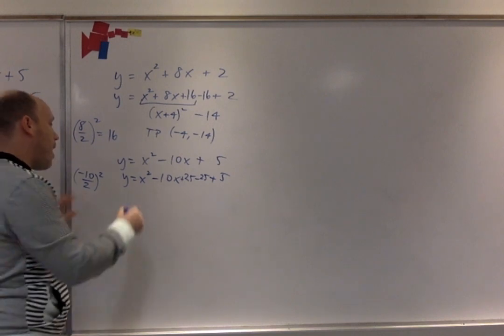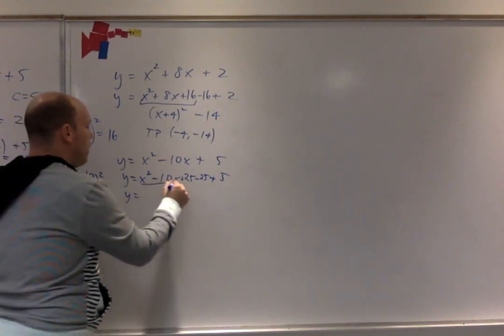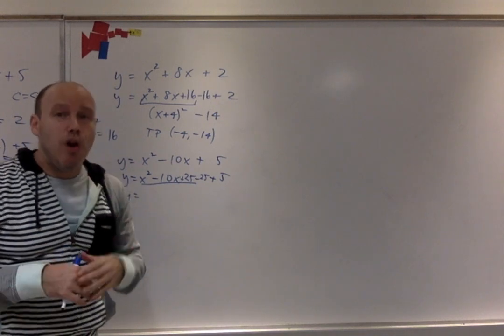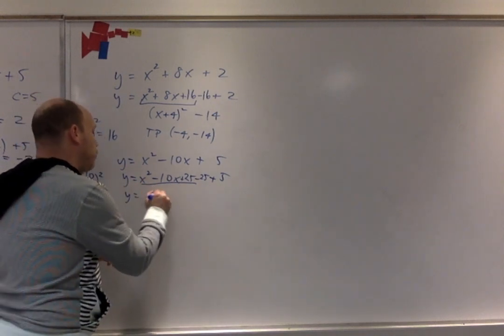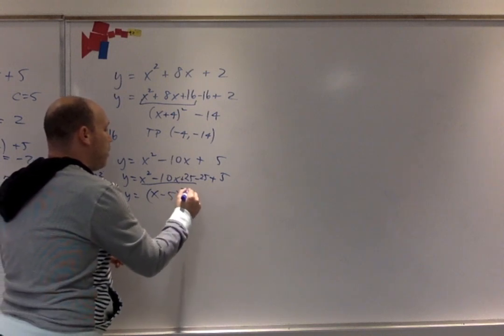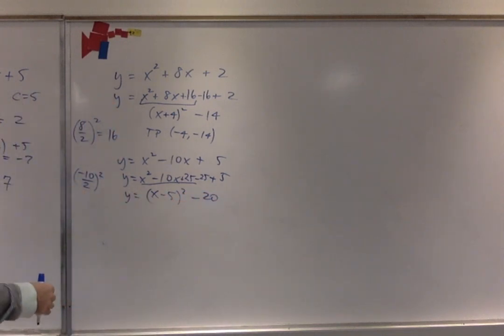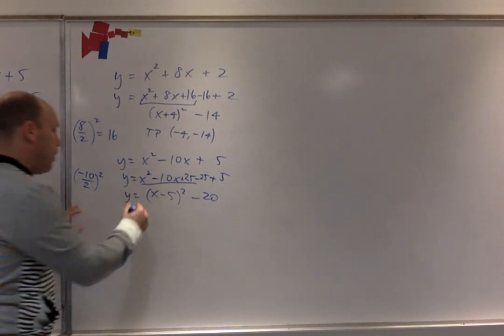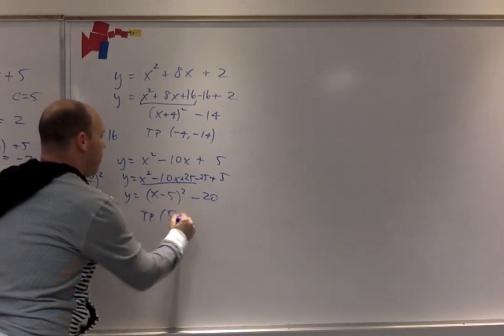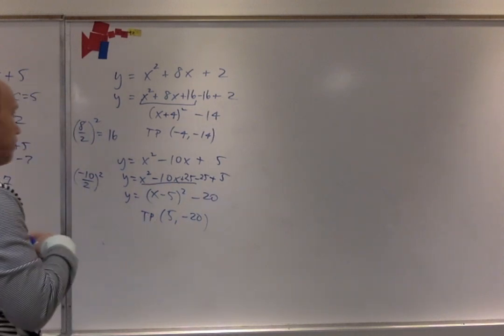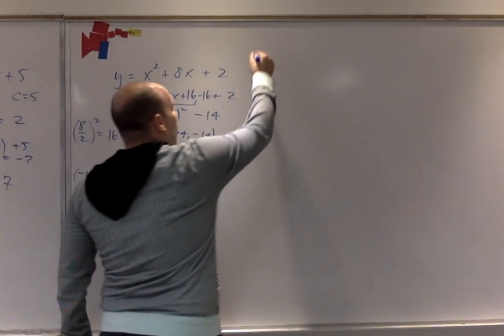Okay, last step. If you notice here, because you've been practicing factoring trinomials, you immediately recognize this as x minus 5 squared minus 20. And then you say, oh, you know what, Mr. Allen, that was the answer we got over here. The turning point is 5, negative 20. Nice.